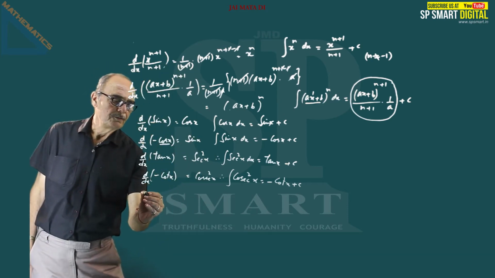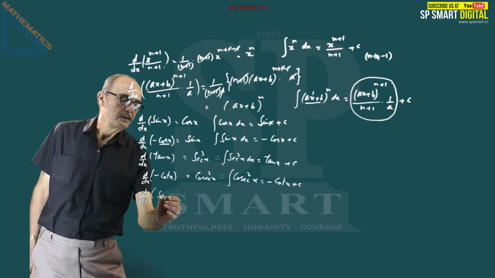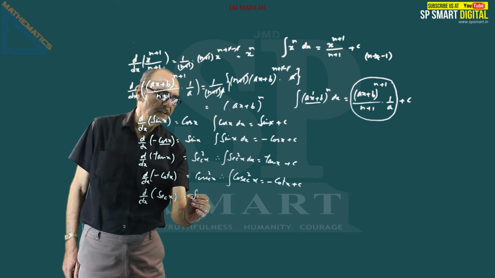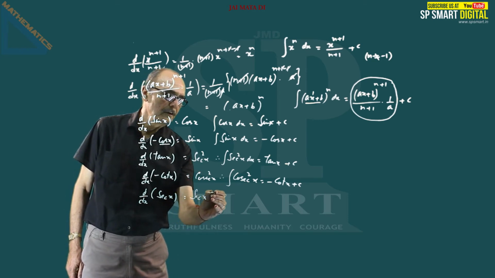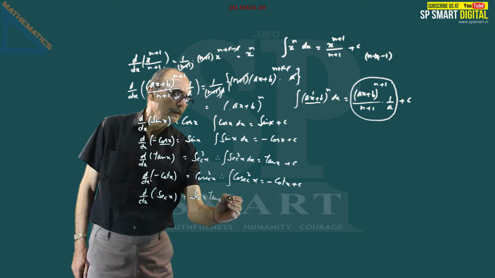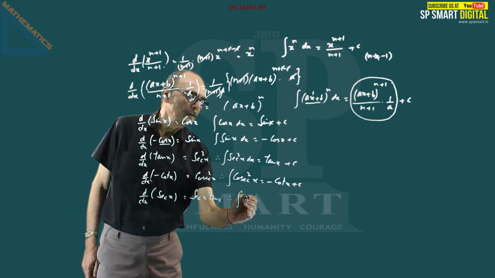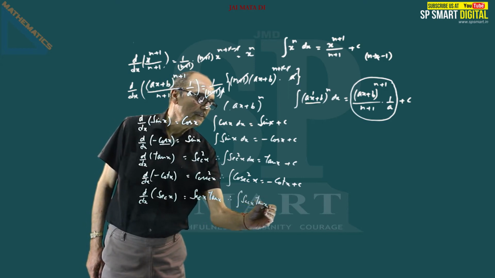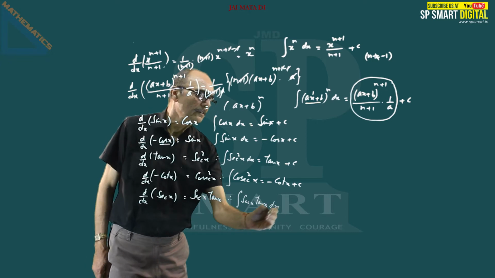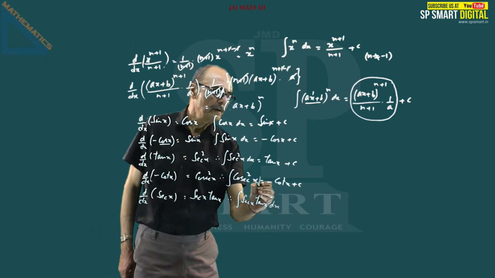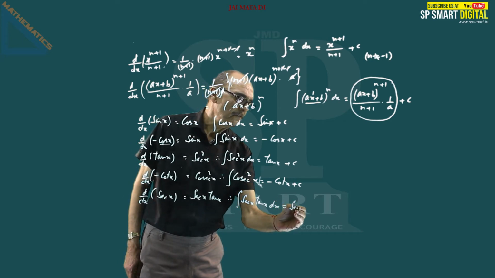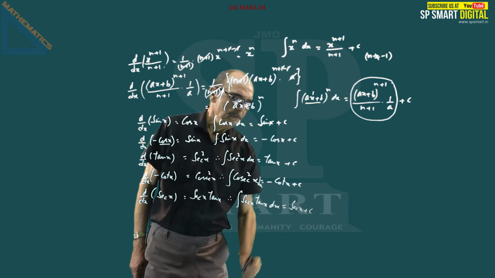Then derivative of secant of x is secant x into tan of x. Therefore, integral of secant of x tan of x dx, it must be accompanied by dx here also, equal to secant of x plus c.